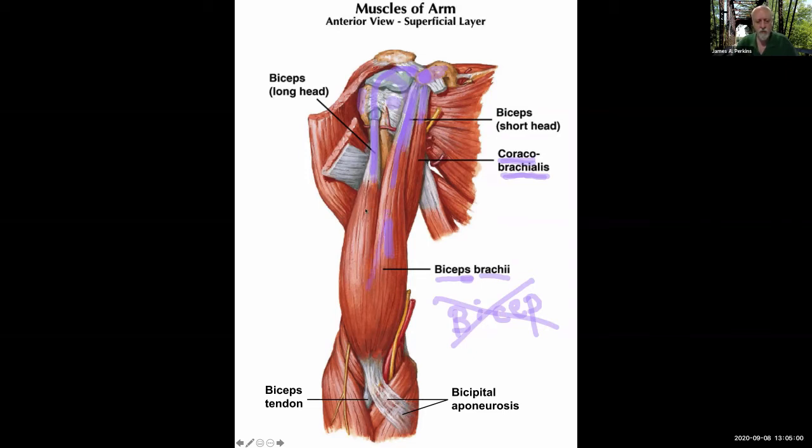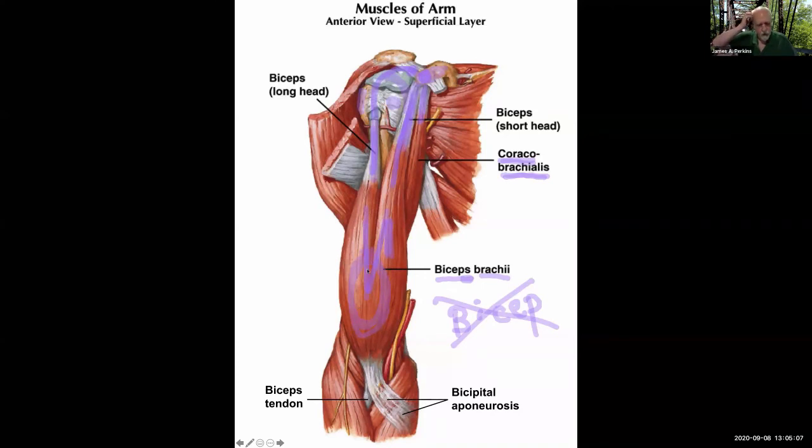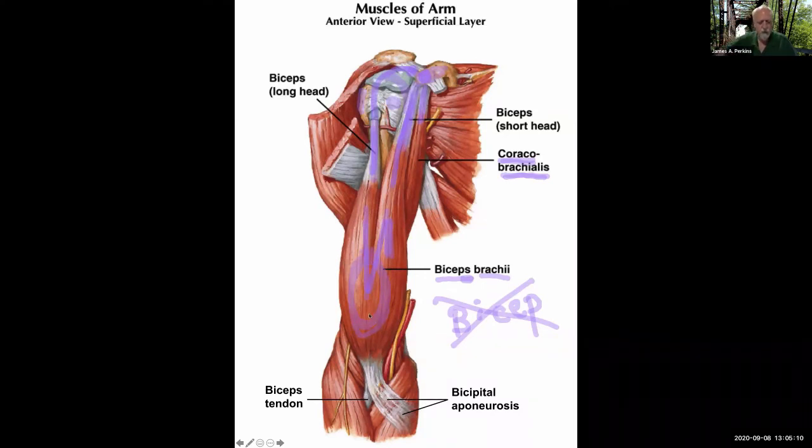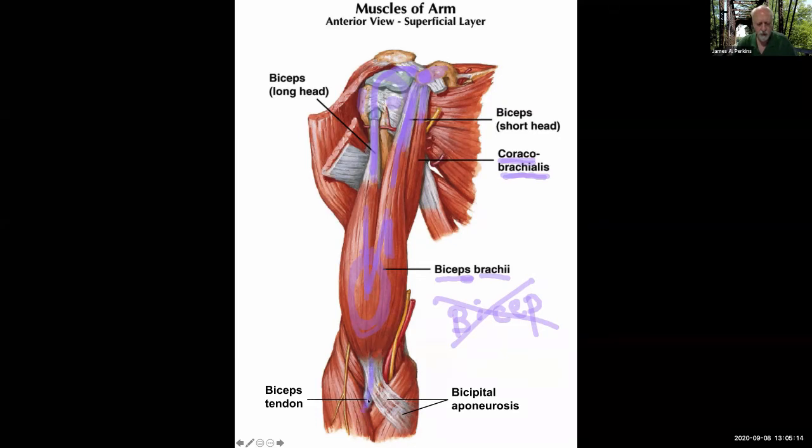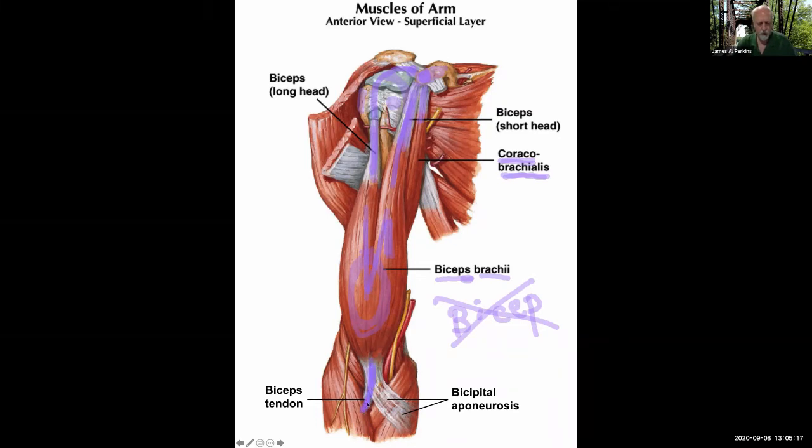Eventually, those two heads of the biceps brachii join together and form one great big muscle belly. And if you follow that muscle belly down to its insertion, most of it dives deep just past the elbow and inserts into the radial tuberosity, the bump on the medial aspect of the radius. So most of the attachment, or insertion, of the biceps is on the radial tuberosity.